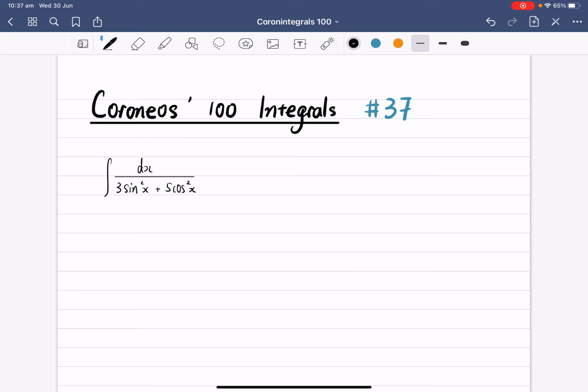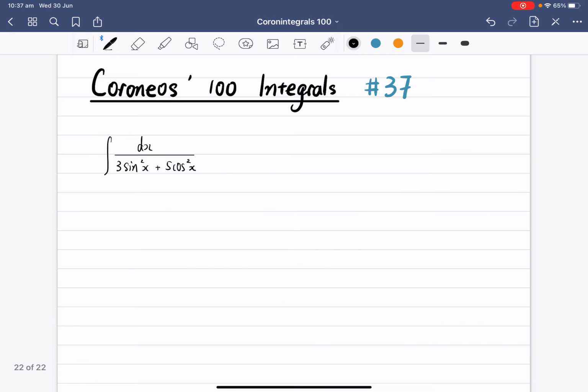Okay, Coroneos 100 integrals, number 37. This question, we need to integrate dx over 3 sine square x plus 5 cosine square x. This is a pretty hard question. There are at least two different ways you can do this question. You can use the trigonometry identity formula to manipulate the denominator, and then somehow we can use the t formula and substitution to work out the answer.